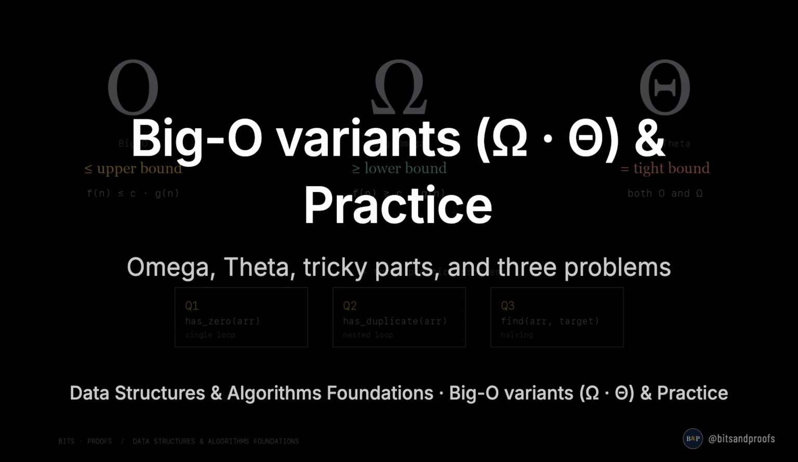Big O variance and practice: omega, theta, tricky parts, and 3 problems. We've covered big O thoroughly, the language, the 6 classes, how to read it from code. This video closes the loop. We'll look at big O's siblings, big omega and big theta, that you'll encounter in textbooks and interviews. We'll cover the tricky parts that trip people up, and we'll do 3 practice problems together. Data structures and algorithms foundations, big O variance and practice.